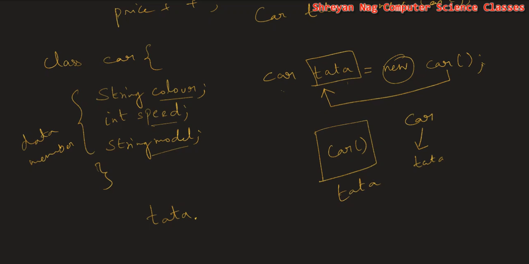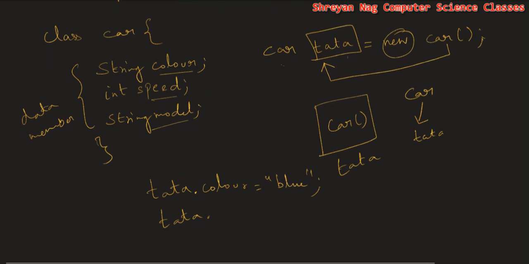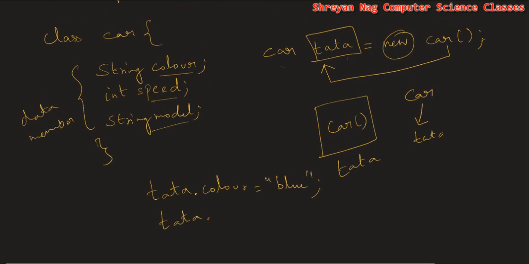So tata dot color equals, suppose, blue. So basically you are assigning some values inside the data type. Then tata dot speed. Basically, without using the dot operator you cannot access the contents of the class car. So using an object followed by a dot operator, you're accessing the fields inside the class. These data members are also known as fields.